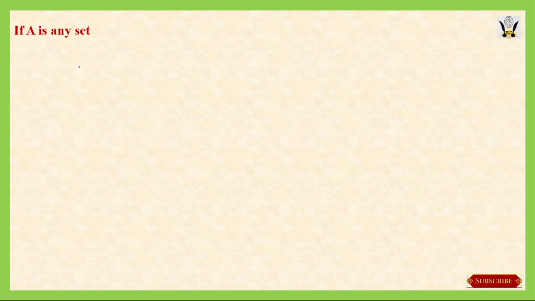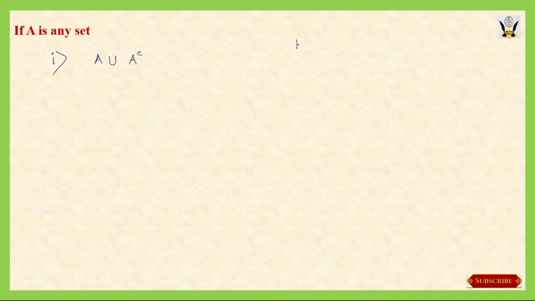Suppose A is any set, then we will see what the result of the union operation will be if we perform that union operation between A and A complement. A complement we have already learned in one of our previous classes. What is the complement? Suppose we have a bigger set or universal set, and we have a subset like A, so the complement will be the elements which don't belong to A, but they belong to the bigger set or universal set.